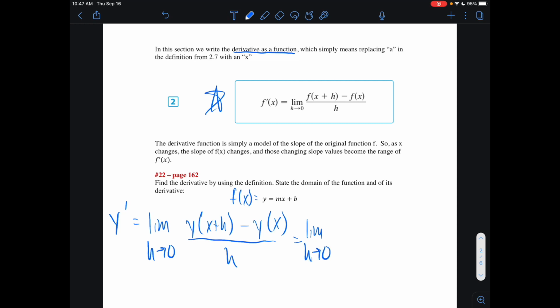And just like we saw when we were running through some problems in 2.7, now I'm just plugging in what's in parentheses in for x in my function. So I had m times x, but in my first function I'm going to have m times x plus h. And then y of x is just going to be, oh, I forgot my b. So m times x plus h plus b. And then minus y of x, which is just the function we have, mx plus b. And then all of this divided by h.